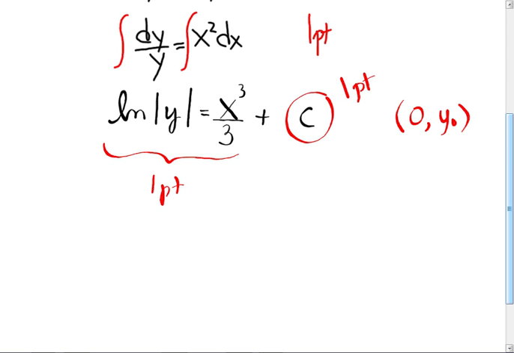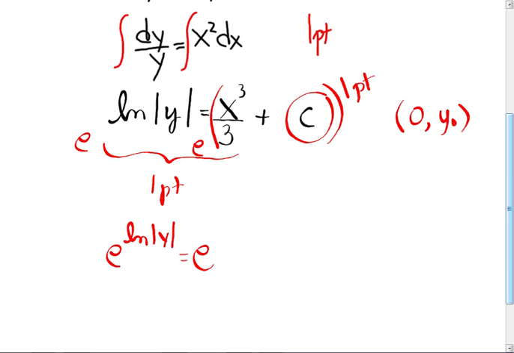How do you undo a natural log? You exponentiate each side. Now, this is what we're talking about in terms of the grading, okay, guys? This is e to this whole thing. So this is e to the natural log of the absolute value of y. You don't have to show that stuff.